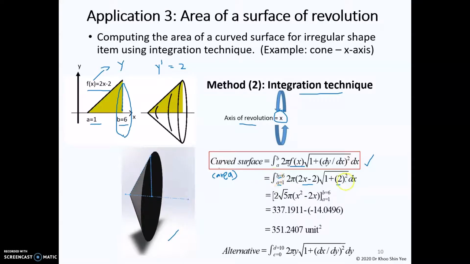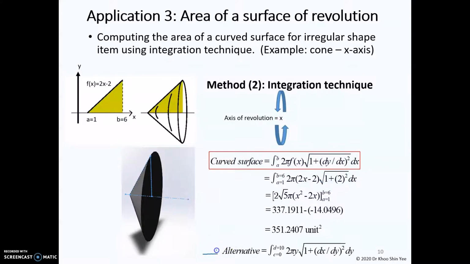Solve the integration here. This is square root of 5, which is this. Integrating the 2x gives you x squared. Integrating the constant negative 2 here, you obtain negative 2x. Substitute the limit inside and take the subtraction, then you should obtain the final answer. So when you compare this to the previous geometry analysis result, both are the same. Therefore, again, you verify that we can use the integration method to find the area of the curved surface.